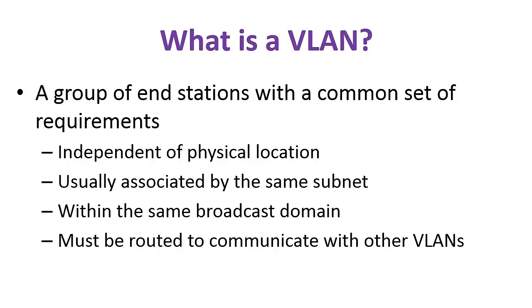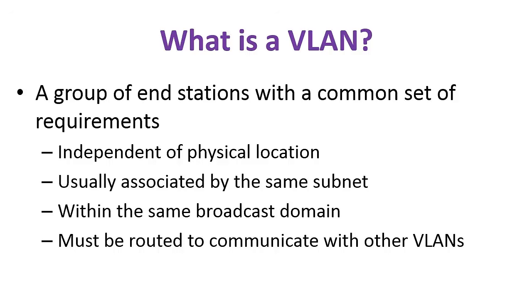VLANs are usually associated by the same subnet, so normally devices on a VLAN are sharing the same subnet. And with this in mind, they're sharing the same broadcast domain. That is the norm. And then VLANs must be routed to communicate with other VLANs. So it is a true layer 2 segment. A VLAN is not going to be able to communicate with another VLAN unless it is passed through a layer 3 device which can route it.